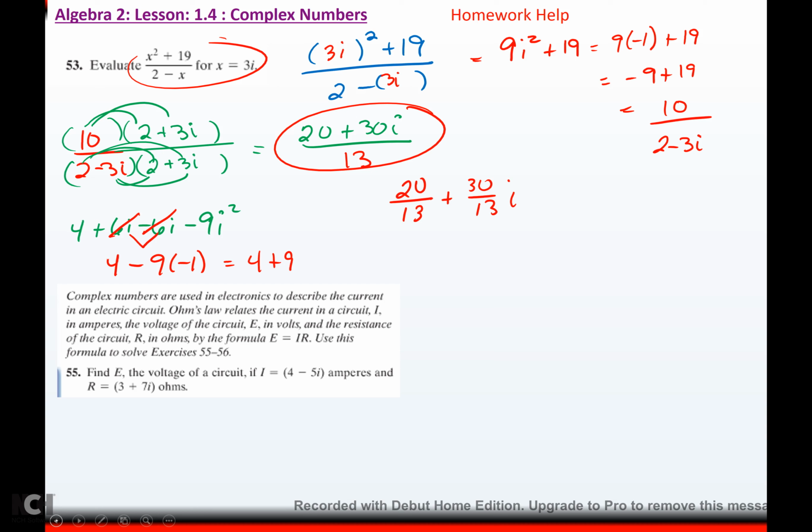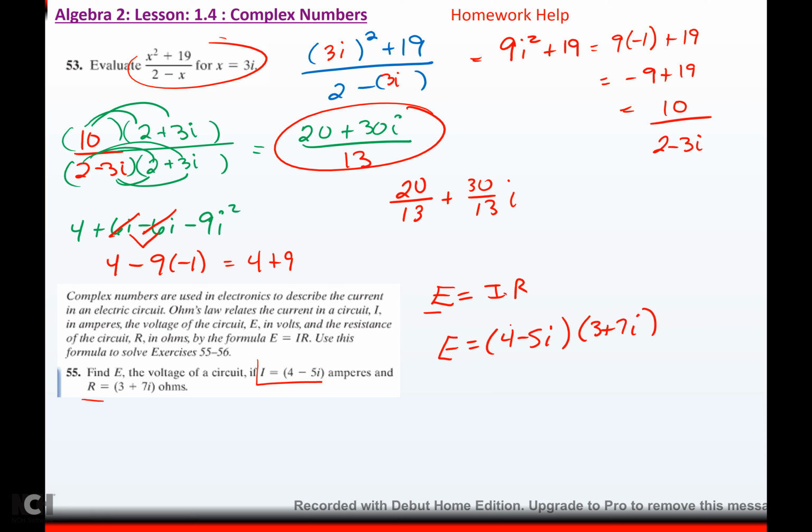Okay? And then you got a little word problem here. It says complex numbers are used in electronics to describe the current in an electric circuit. Ohm's law relates the current in a circuit I in amperes, the voltage of the circuit E in volts, and the resistance of the circuit R in ohms, by the formula E equals IR. Use this formula to solve exercise 55. So my formula is E equals IR. And they're saying find E, the voltage of the circuit, if I is 4 minus 5i amperes, and R is 3 plus 7i ohms.